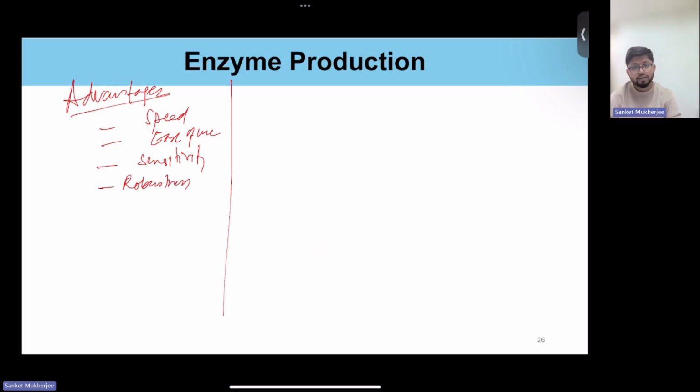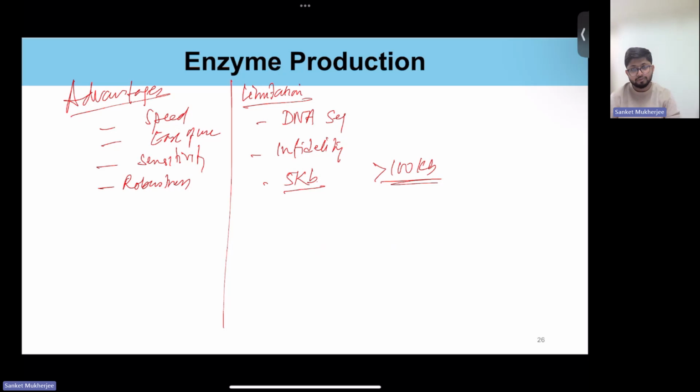Usually for PCR, a lower amount of DNA is more preferable. Less is more, usually, in case of PCR. The limitation is you need to know the DNA sequence of the target for primer designing. There is infidelity in the replication process. Like Taq polymerase, it does not have the proofreading ability. Up to 5 kb, everything looks fine. But if you have more than 100 kb, then it becomes a problem. Very large fragments cannot be amplified.